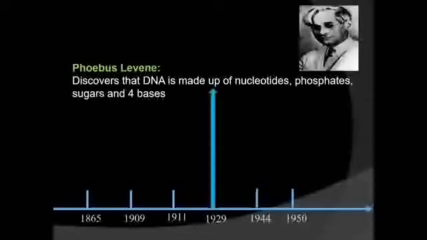Then Leibniz, he actually works on the chemistry of deoxyribonucleic acid and discovered that it is made of four nucleotides. And these nucleotides consisted of phosphates, sugars, and four bases.